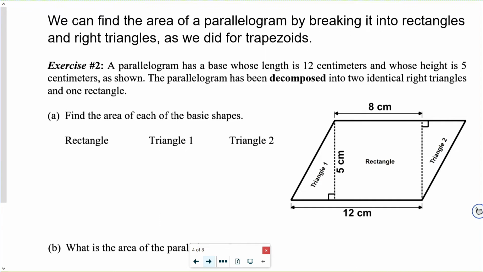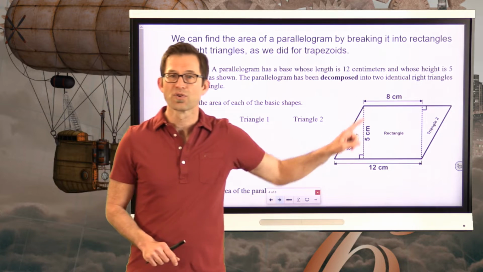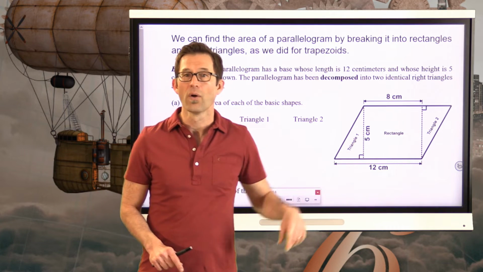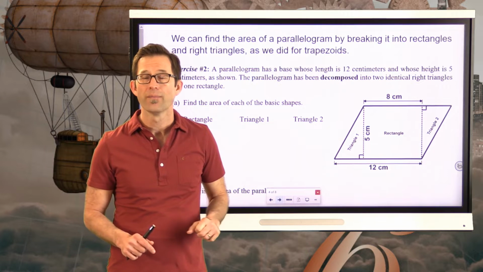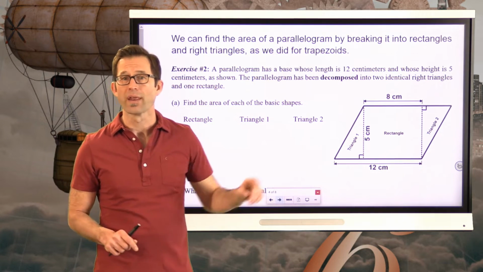A parallelogram has a base whose length is 12 centimeters and whose height is 5 centimeters, as shown. The parallelogram has been decomposed into 2 identical right triangles and 1 rectangle. Find the area of each of the basic shapes. All right, so again, let's just be very clear, right? We've got this inner rectangle, and then we've got a right triangle and a right triangle that are identical, all right?